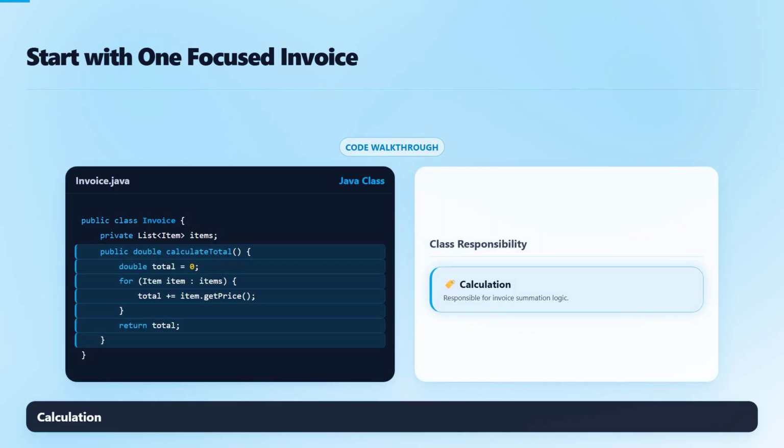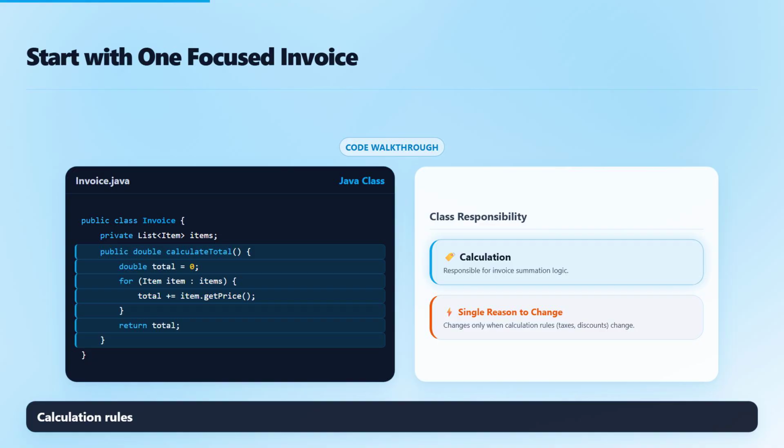Start with a small invoice class that only calculates its total. The method calculateTotal represents one focused concern: calculation. If tax rules, discounts, or total calculation rules change, this calculation logic may need to change. That gives the class one clear reason to change. At this point, the class is easy to describe. It owns invoice calculation, and the code inside it belongs to that responsibility.